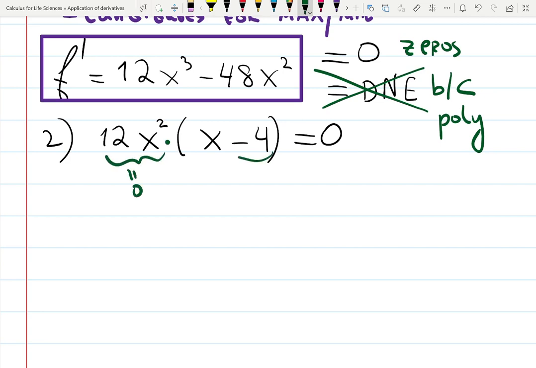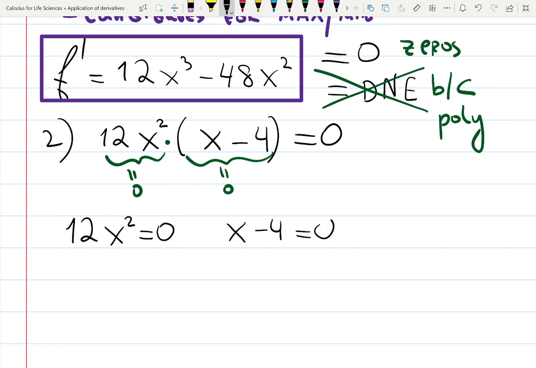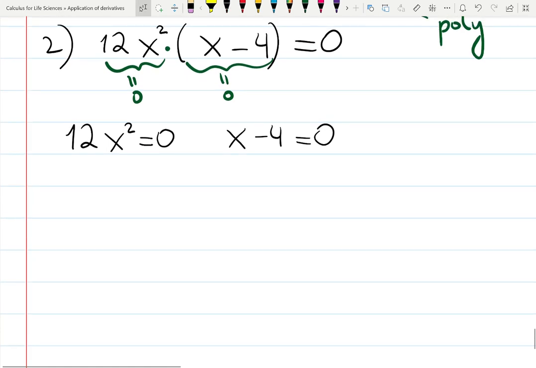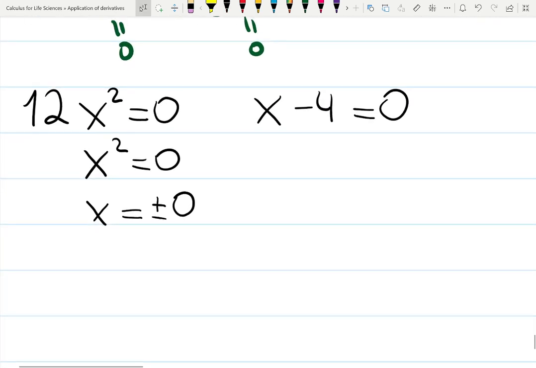set each factor equal to 0, because either one of them or both give you 0. So you have 12x squared equals 0. Welcome to pre-calculus class. x minus 4 equals 0. Hope you remember this. But if not, I'm reminding you. x squared equals 0. x equals plus or minus 0. This is a dumb thing to write down, but I want to make a memory for you: don't forget, if you have a square, you should put plus minus. It's 0. And x equals 4.